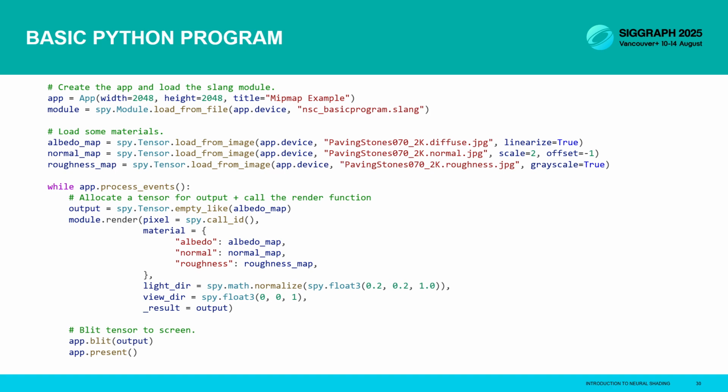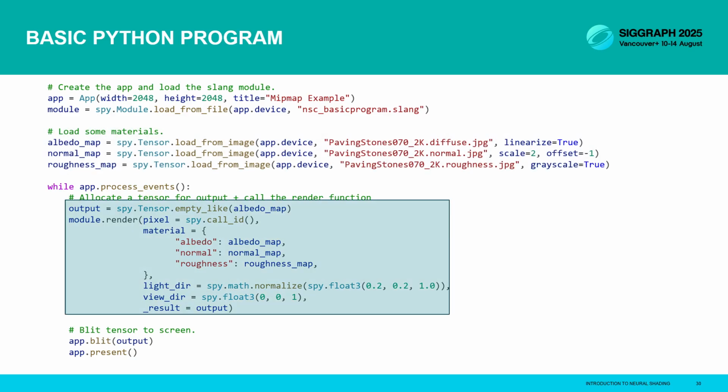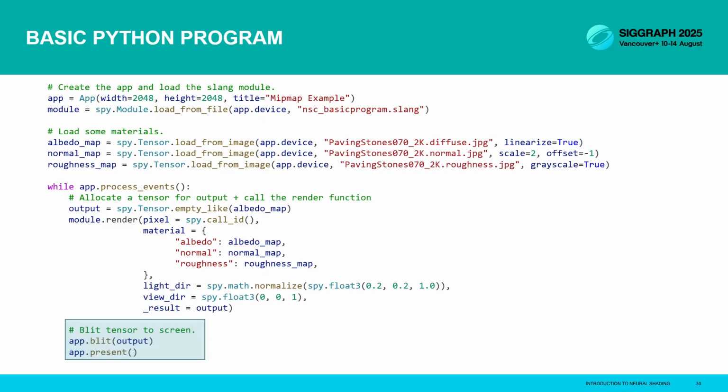So switching over to Python now, this is our whole SlangPy program on one slide. It starts with creating a window and loading our Slang module. And we're going to load up our textures. And inside our main loop, we'll allocate a tensor to receive some results. Then we'll pass the material along with a fixed light and view direction directly to the Slang render function. And SlangPy is smart enough to know here that since we're giving it some 2D grids of pixels, the albedo, the normal, and roughness, and we're asking for a 2D grid of pixels back, it should generate a kernel that runs the render function once per pixel. So finally, once we've got our output, we'll render it to screen.